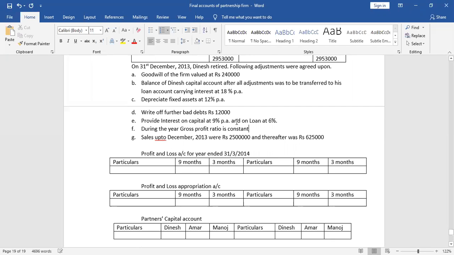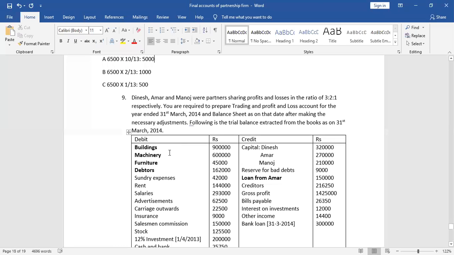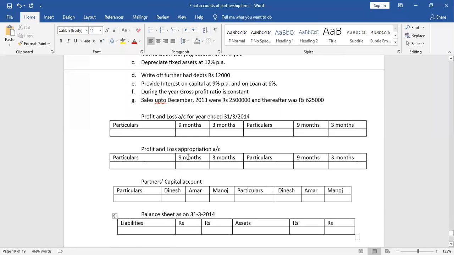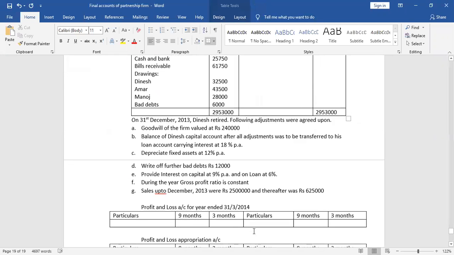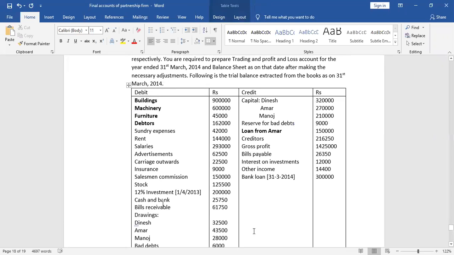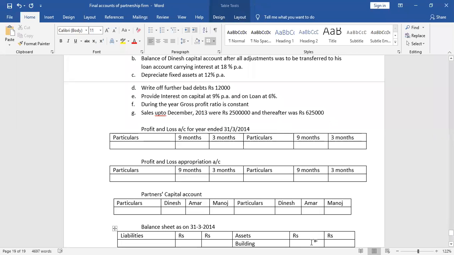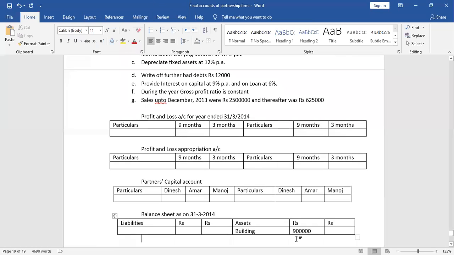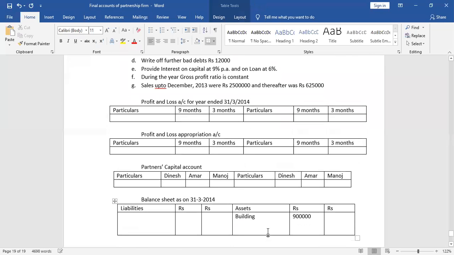So what we will do is the posting. Building has an adjustment. So building is 9 lakh, and we will write 9 lakh in the inner column. And then we have machinery, 6 lakh.